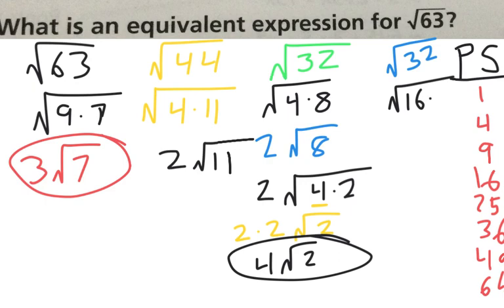4. I wrote the wrong thing. Yeah, I was about to say. 16 times 2, that's what should have been underneath there, not 16 times 4. The square root of 16 is 4, and we're left with a 2 still underneath the radical. My fault.